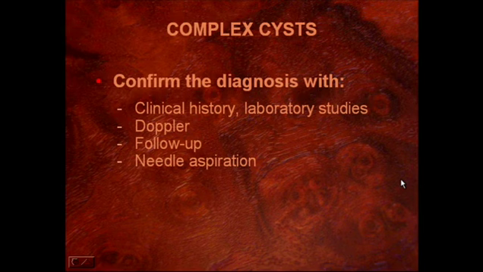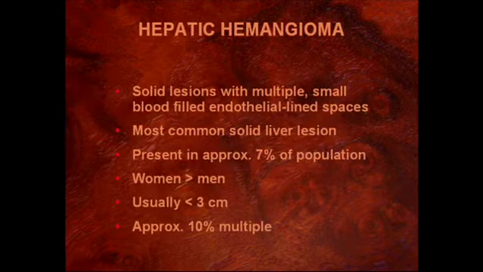Now, if you're dealing with a complex cyst, the way you confirm the diagnosis is generally with clinical history and laboratory studies. That will often allow you to determine what it is, or at least to determine what the management should be. Doppler is obviously helpful to see if there's internal blood flow, or if it's a primary vascular lesion to begin with. In many cases, a follow-up exam in a few weeks will clarify the situation, and if necessary, ultrasound-guided needle aspiration can always be performed.